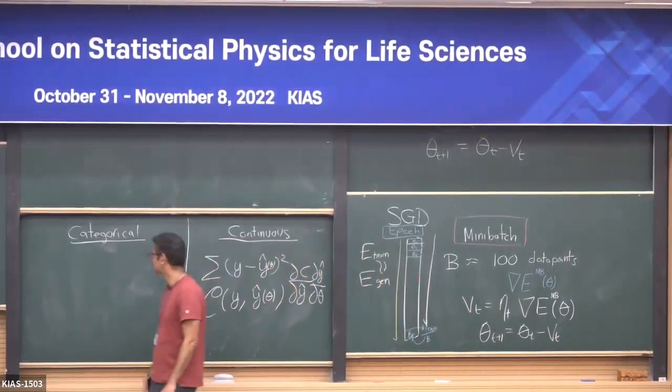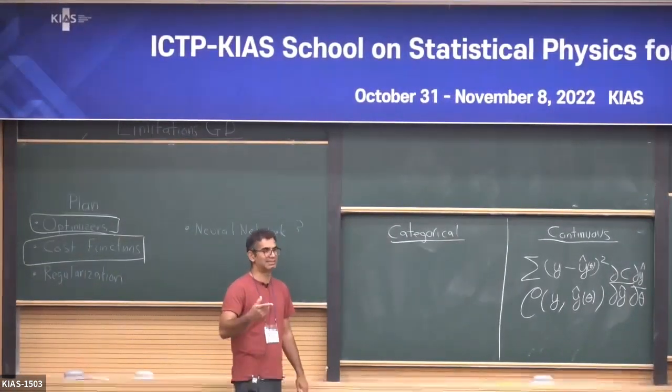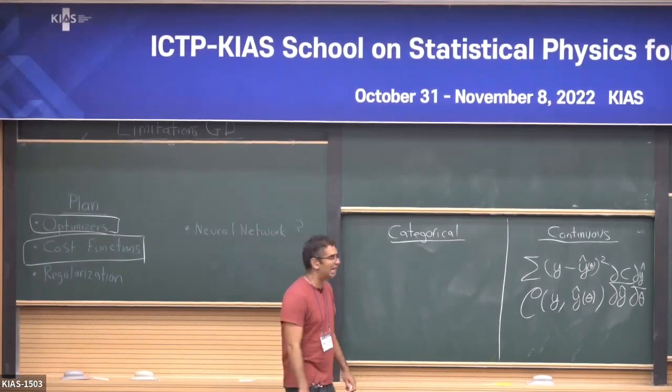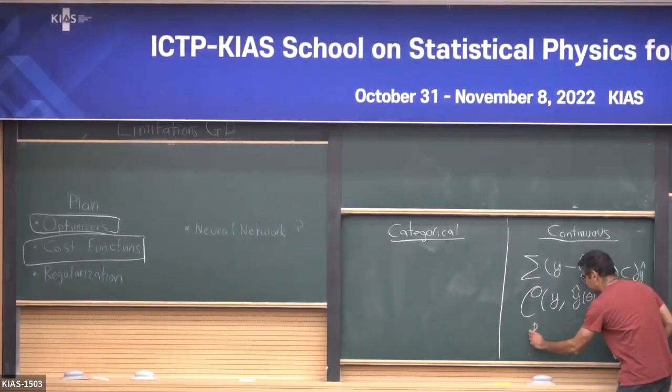Categorical data is a little bit more fun, all right? And it's actually very physics inspired. So in categorical data, the inspiration for this is, of course, regression.